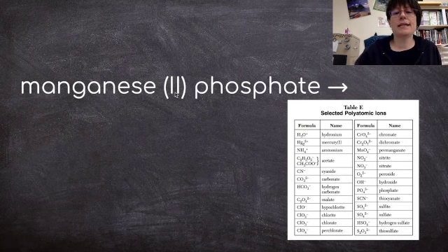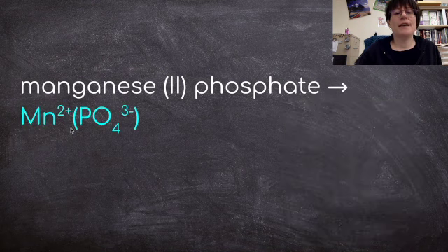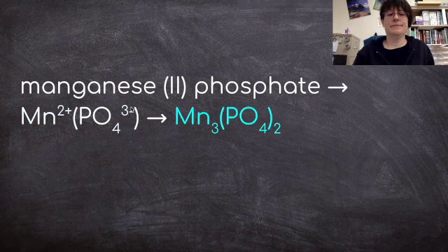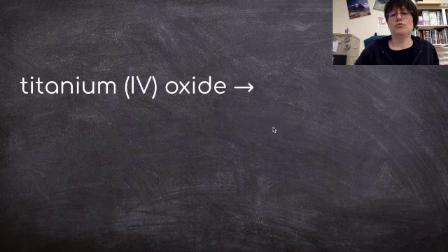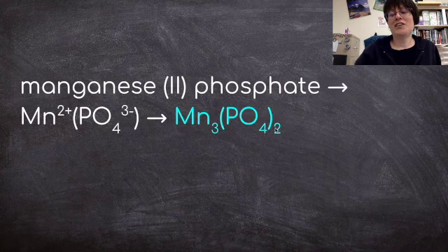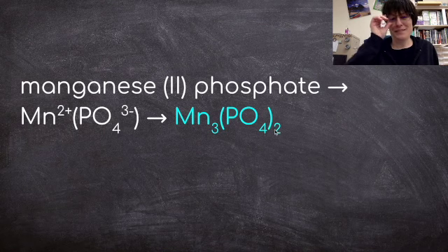Let's take a look at manganese(II) phosphate. Now this is nice because we know the oxidation number here for manganese. It's going to be a 2 positive. Let's look up phosphate. Phosphate is PO4 3 negative, right here. So we have Mn 2 positive. In parentheses, we put our PO4 3 negative. We crisscross, and we end up with Mn3(PO4)2, with the 2 outside of the parentheses.